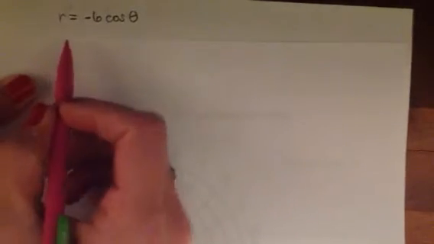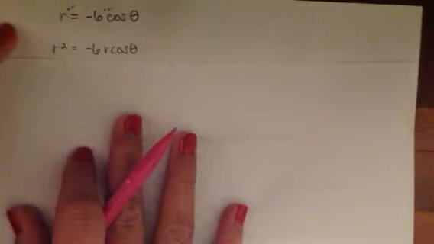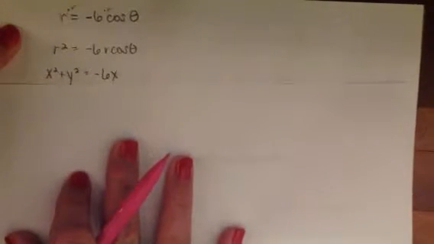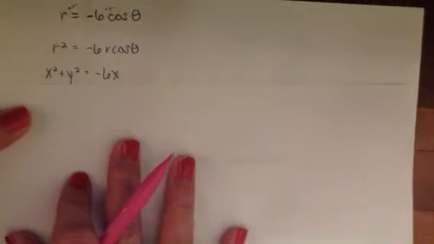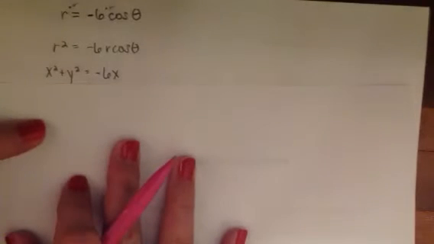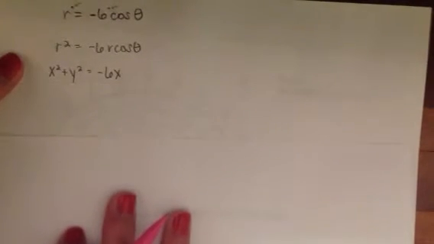So on an example like this, where we're converting to rectangular and we multiply by r on both sides, we get r squared equals negative 6r cosine theta, and then your r squared becomes x squared plus y squared equals negative 6x. And I think in the notes yesterday, I left it like that. Now, I'm going to go further with it and show you why the back of the book wouldn't have had that example.